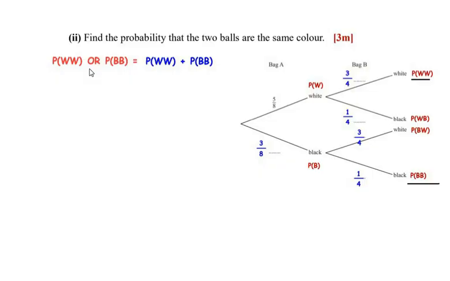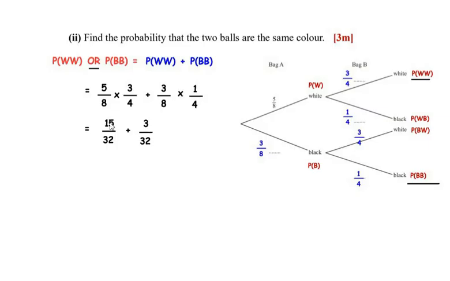Now since we have an OR here, we are going to add both the probabilities. And to get the probability of getting white followed by a white ball, we have to multiply the probabilities which are in the path. So for P of WW, we have to multiply 5 over 8 with 3 over 4. So here we have written their respective values. Plus the probability of getting a black ball followed by a black ball. We have to multiply these 2 probabilities, that is 3 over 8 times 1 over 4.